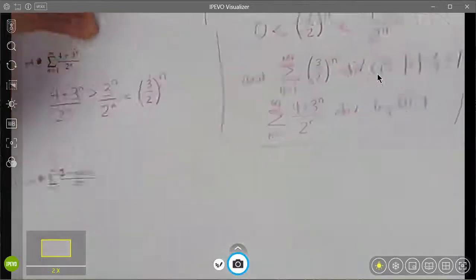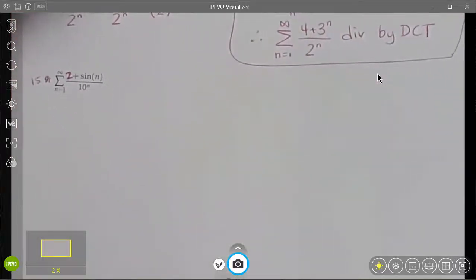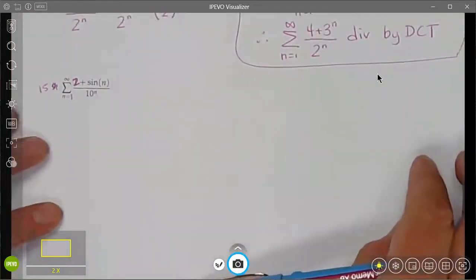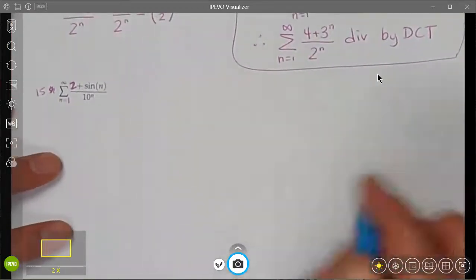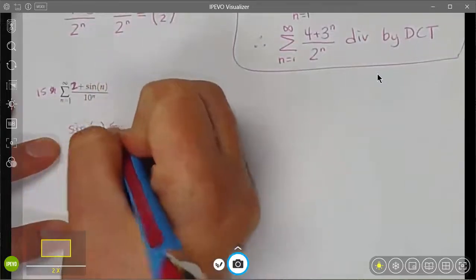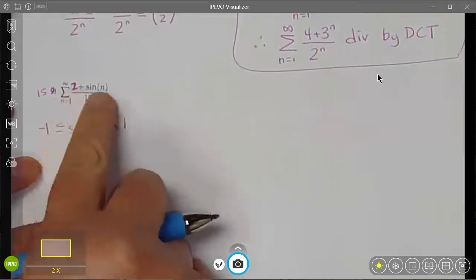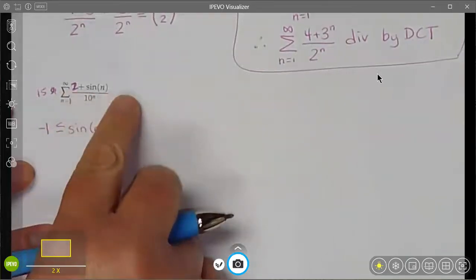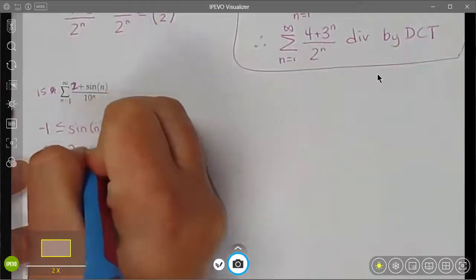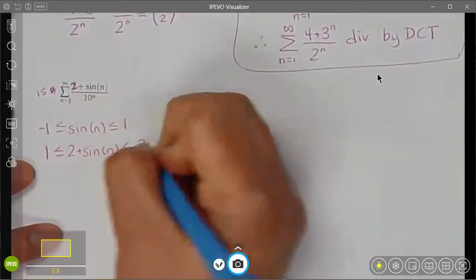Number 15, we've seen ones like this before in 7.7, but we're going to take another run at this. So I'll start with my numerator, and I'm going to start with what I know about sine. So I know that sine is bounded by plus 1 and minus 1. And I want to build out this numerator, so I'm going to add 2 to all of these pieces. So I get 1 less than 2 plus sine n, which is less than or equal to 3.